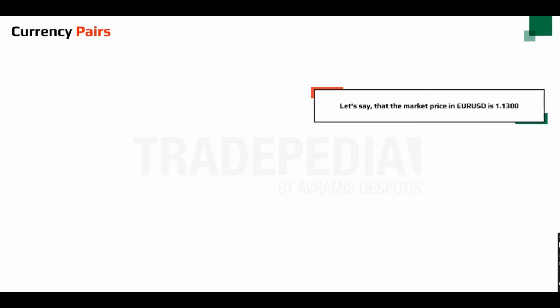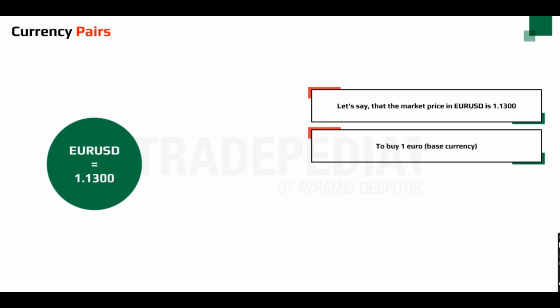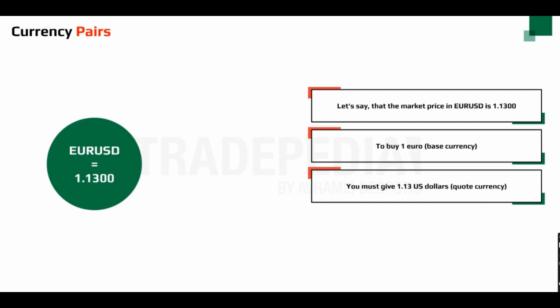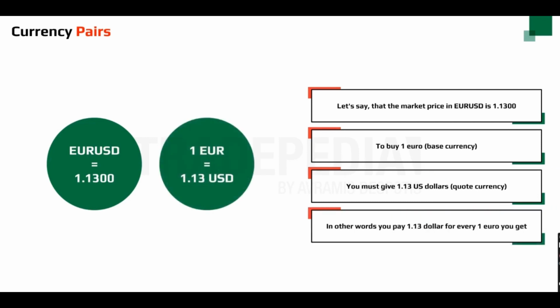Let's say that the market price in euro-US dollar is 1.1300. To buy 1 euro, which is the base currency, you must give 1.13 US dollars, which is the quote currency. In other words, you pay $1.13 for every 1 euro you get.